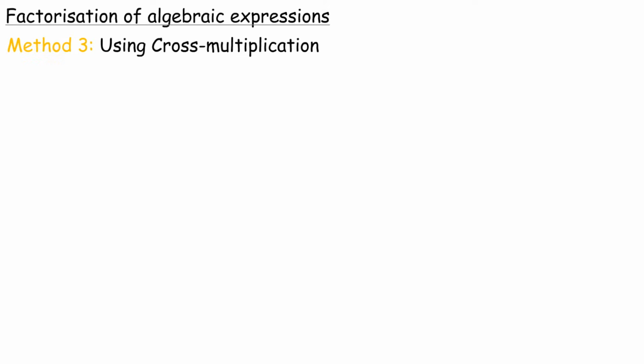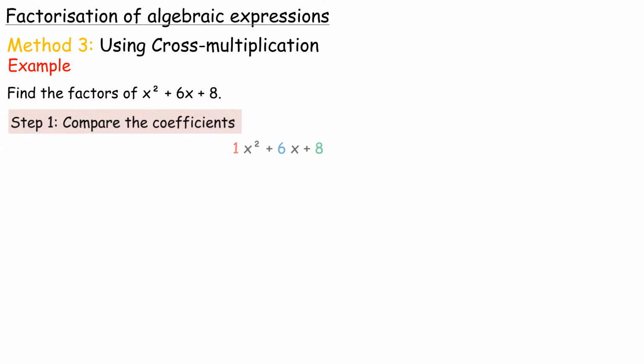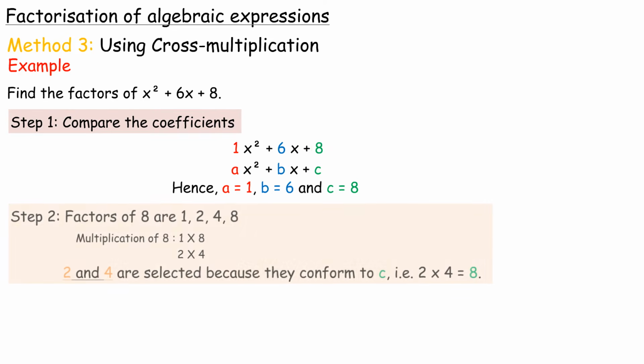Method 3, using cross multiplication. Example, find the factor of x squared plus 6x plus 8. Step 1, compare the coefficients with the x squared plus bx plus c. Hence, a equals 1, b equals 6 and c equals 8. Step 2, factors of 8 are 1, 2, 4 and 8. 2 and 4 are selected because they conform to c.